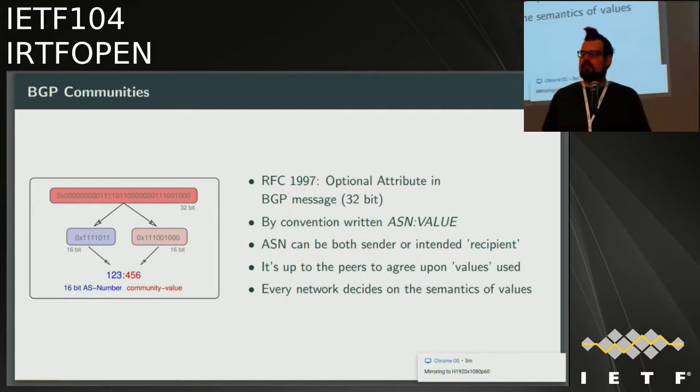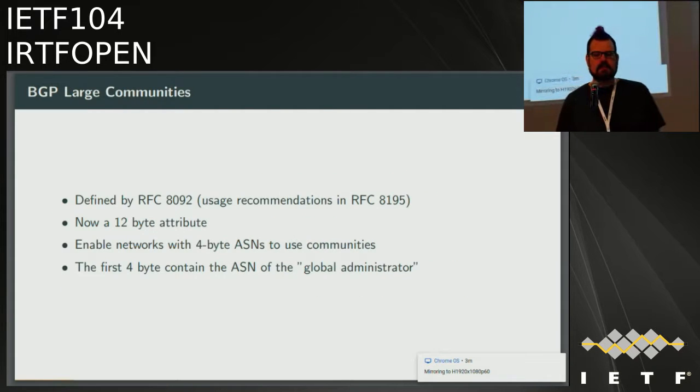Peers have to agree upon it themselves. And as you have noticed, it's only 16 bits, so we now have AS numbers which are larger than 16 bits. Finally, we get the large communities defined in RFC 8092, and they are now 12-byte values. So now we have three fields, each with significant space to use. So 4-byte ASs can actually use communities now.